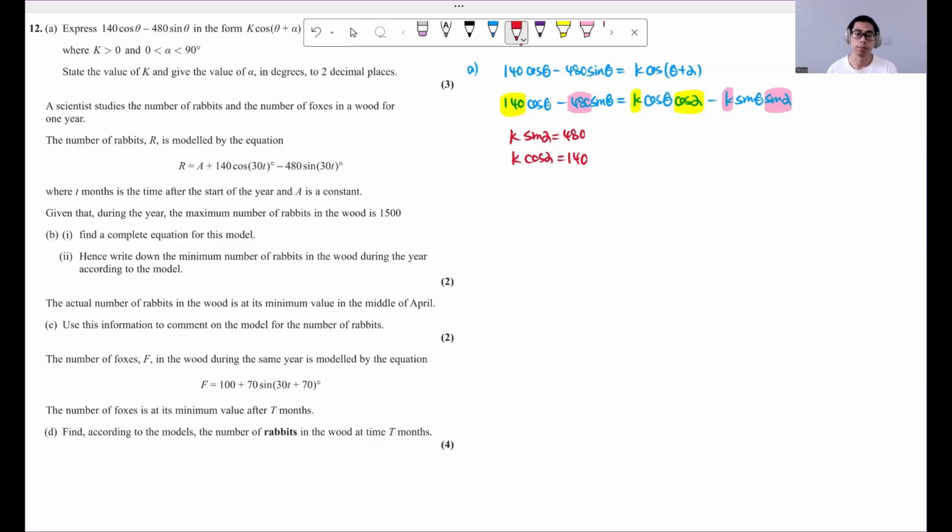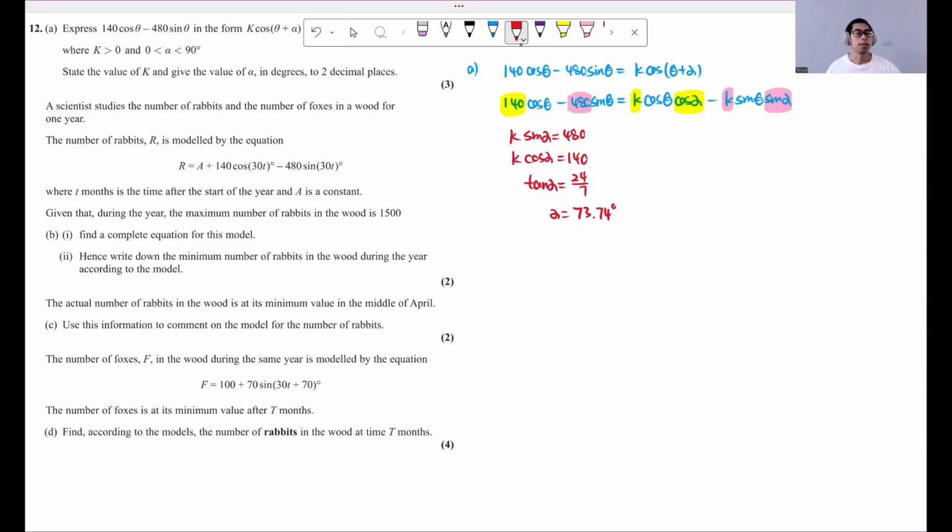So divide them. Then we have tan alpha equal to 480 divided by 140, which is 24/7. So alpha is equal to tan inverse of 24/7, which is 73.74 degrees to 2 decimal places.